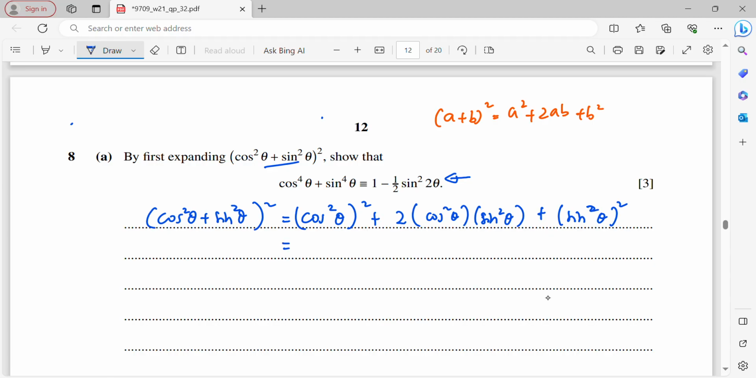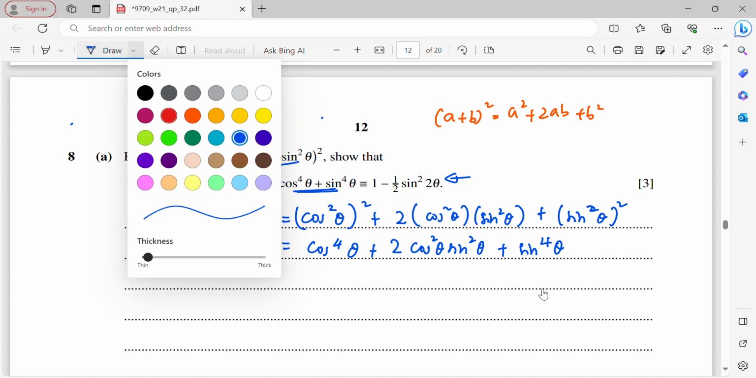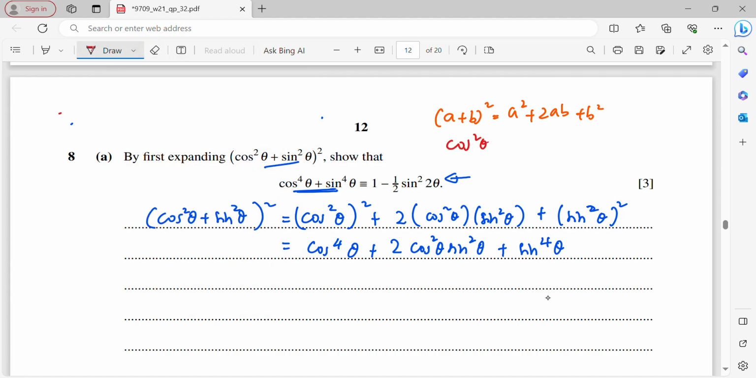Okay, so this is going to be cos to the power 4 theta plus 2 cos squared theta sine squared theta plus sine to the power 4 theta. And now we need to show the identity. Now for your information, cos squared theta plus sine squared theta is 1. That means this is going to be 1. So now I will write 1 squared equals cos to the power 4 theta plus 2 cos squared theta sine squared theta plus sine to the power 4 theta.